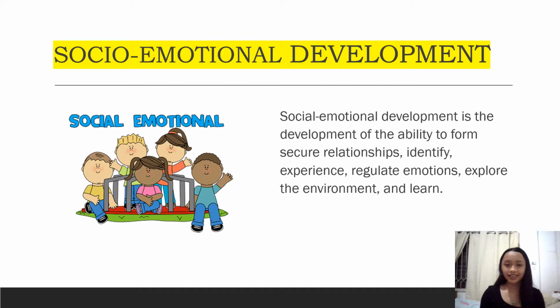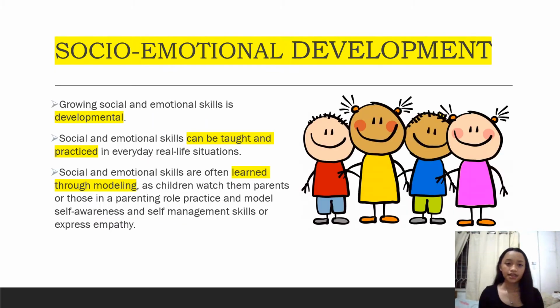So we will start with social emotional development. What is social emotional development? It is the development of the ability to form secure relationships, identify, experience, and regulate emotions, explore the environment, and learn. It is clearly stated in the definition that it is the development that is primarily affected by environment, relationships, and emotions. Furthermore, growing social and emotional skills is developmental.